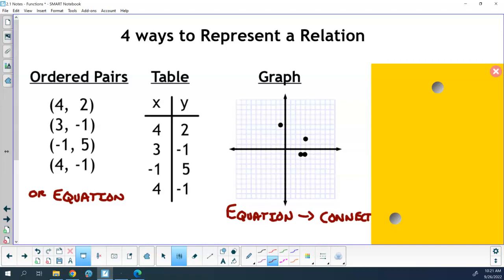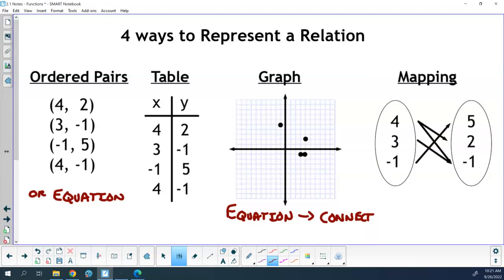Okay? And the last one is one that I don't know if you have necessarily seen very much of. You probably saw it way back when you were in your pre-algebra, algebra type classes, and that's called a mapping. And a mapping has all of your inputs in one circle. It has all of your outputs in another circle, or all of your domain in one circle, all of your range in another circle, and then it's got arrows being drawn to connect them.